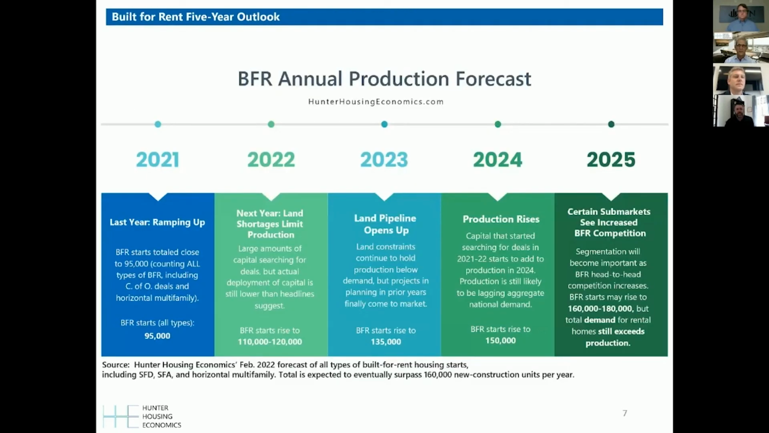And that lines up with my forecast where I'm saying it's 95,000 last year. This year, 110 to 120, 110 if we have a recession, 120 if we don't, and then it goes up from there.